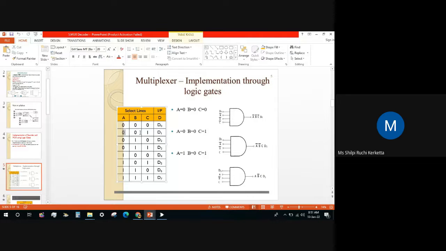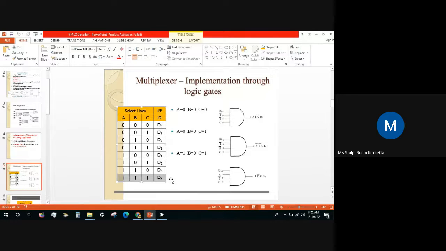So if we make this circuit, then the code will become as A is 0, B is 0, and C is 1. So the code will become A bar into B bar into C. And here we are having D bar. So that's why this will become a second circuit, A bar into B bar into C bar into D1. And same, how we will make this last circuit?